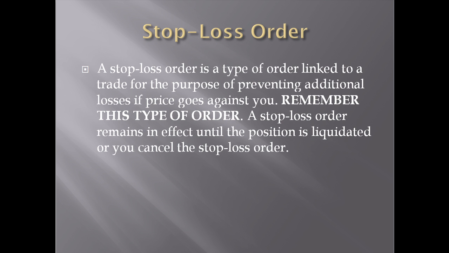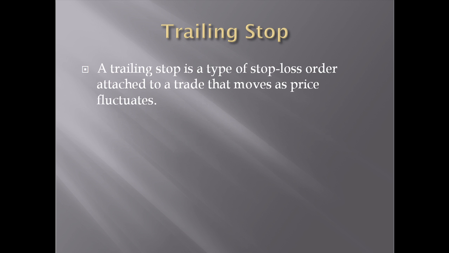Once again, this will all become much more clear once you play around a bit yourselves and come into things. So the last order I'm going to talk about is what's known as a trailing stop. As it says on here, a trailing stop is a type of stop loss order attached to a trade that moves as price fluctuates. So for example, I could set a stop loss order of 20 pips. So basically that will mean that every time the market moves up 20 pips, my stop will follow that.